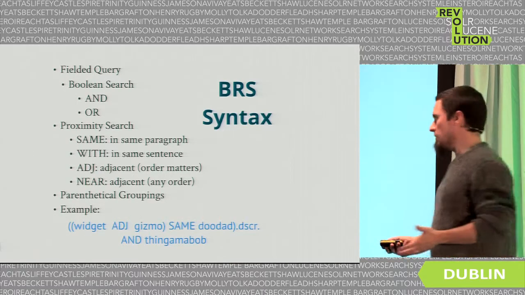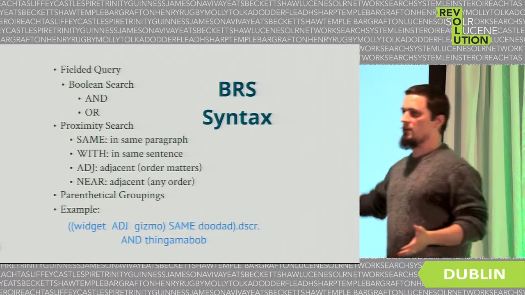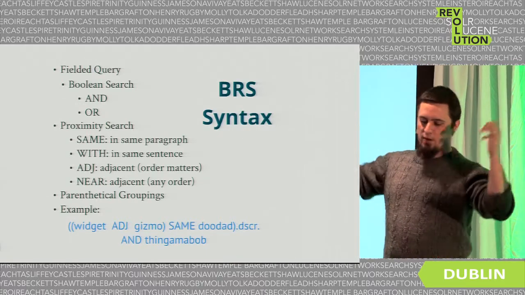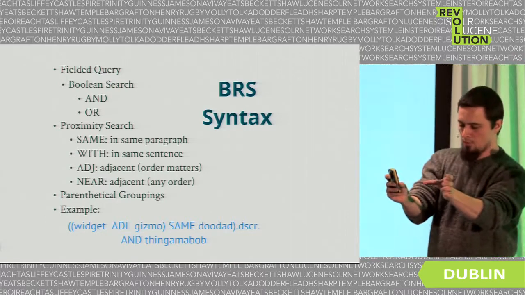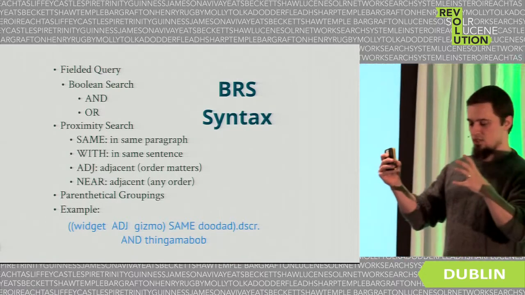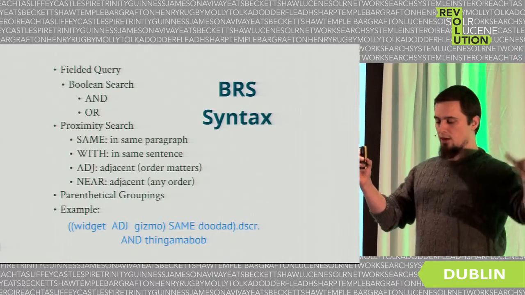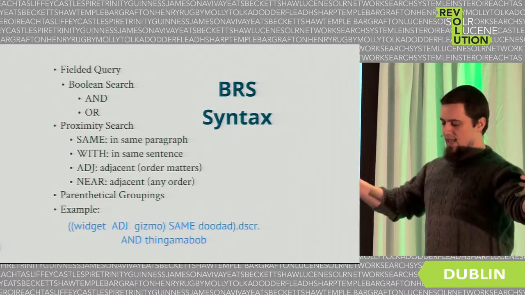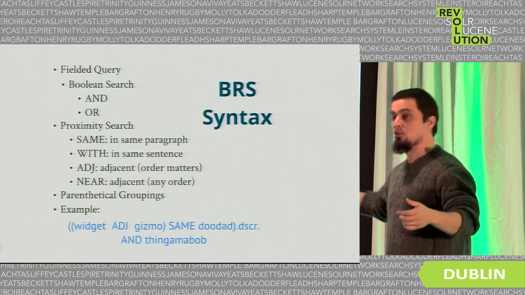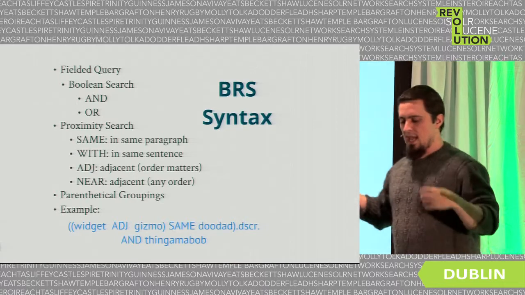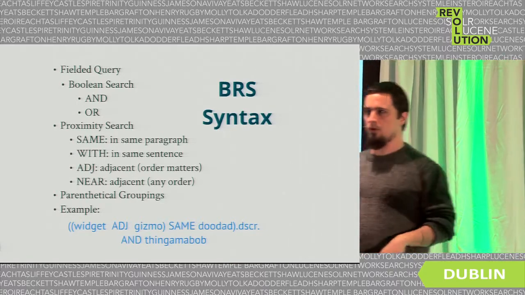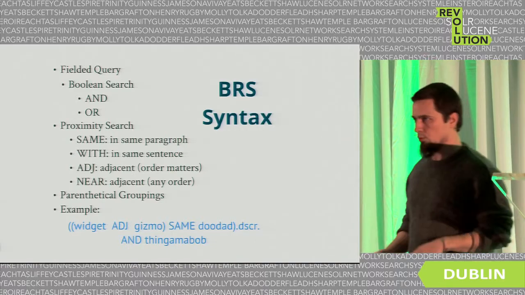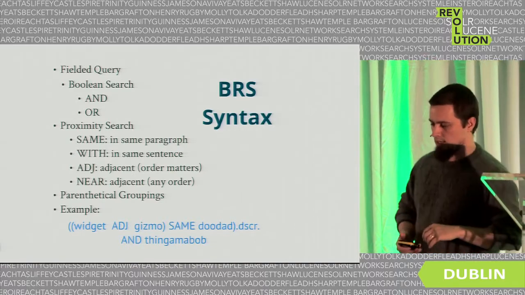So you might use this BRS syntax to build a query that looks like this. You might say, I want to look for any widget that is directly before the word gizmo. I want this match to be in the same paragraph as doodad. This thing has to be in the description field. Their fields are after rather than before. And also, all the documents that come back have to have thingamabob somewhere in one of the default fields. So that's an example, and we'll come back to that example later.